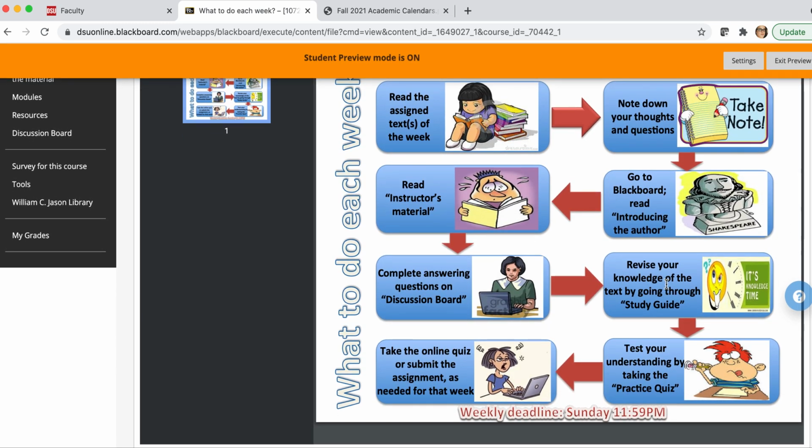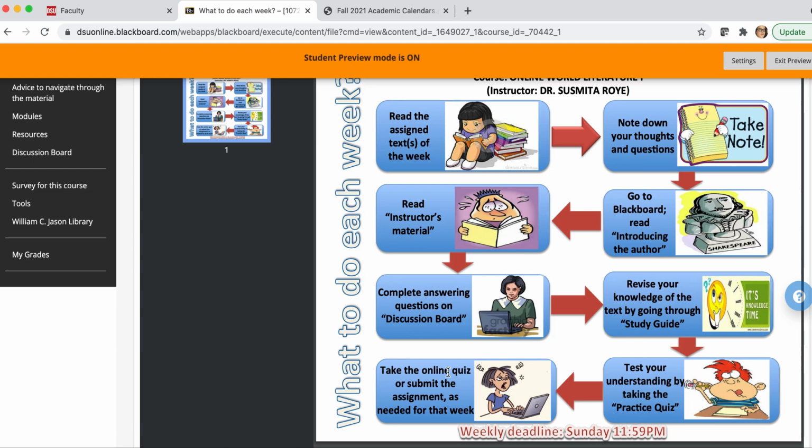Go back and revise your knowledge and review and make sure that you remember the important information about each author. Test your understanding by taking the practice quiz, and then take the online quiz or submit the assignment for that week. I hope this is clear for you guys.